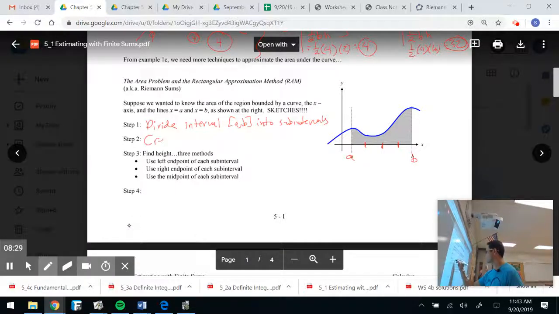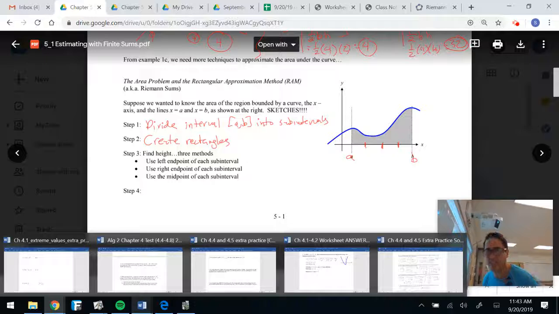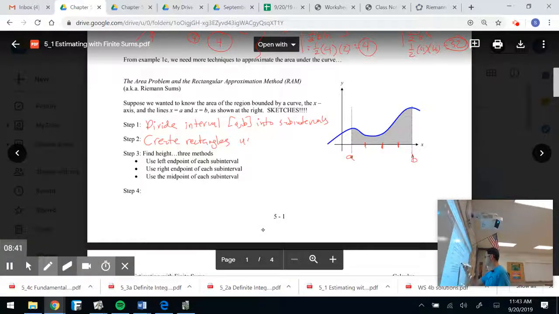And step 2 is create rectangles. Why rectangles? Because we all can find the area of a rectangle. That's easy peasy. So we're going to create rectangles using the width of each subinterval. We're going to use the width as the base, okay? And then we have step 3. Use the left endpoint, right endpoint, or the midpoint of each subinterval.